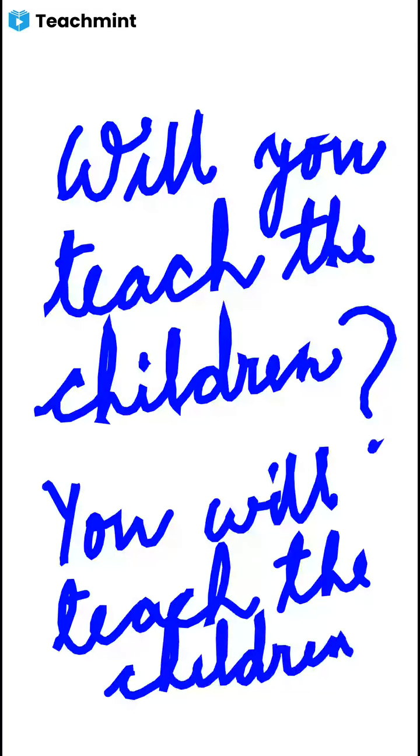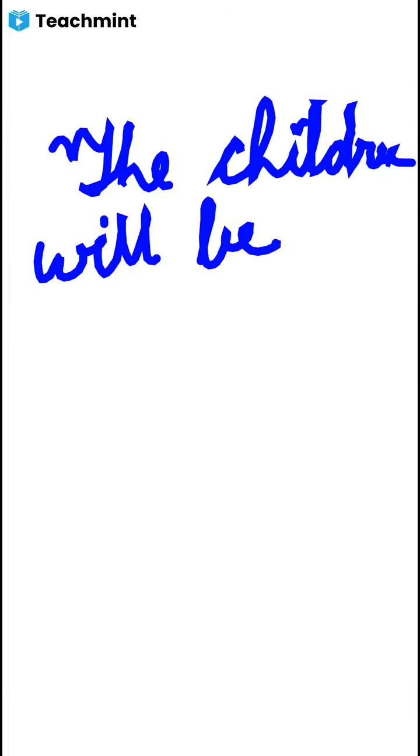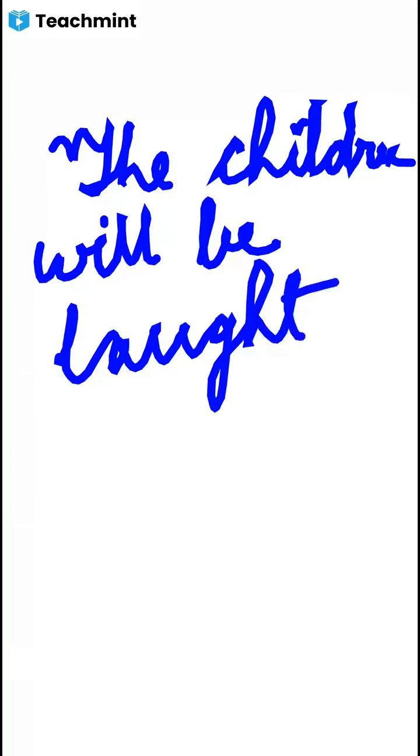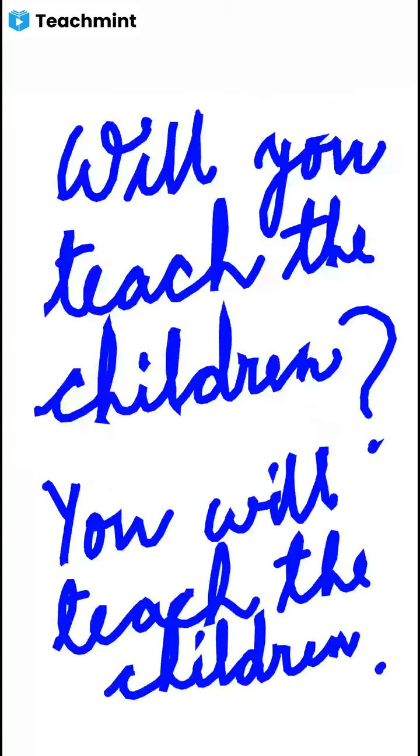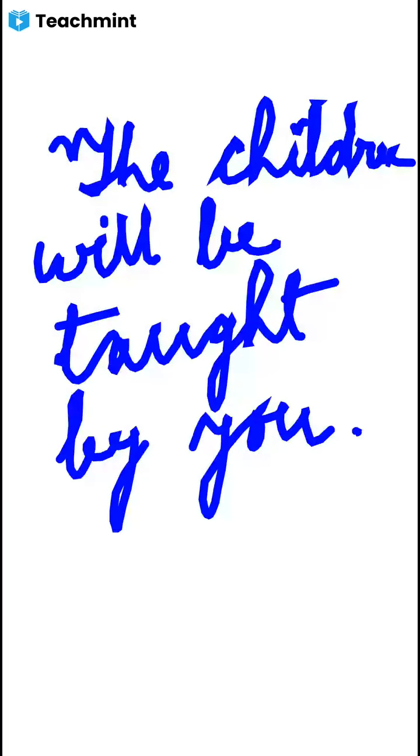Now this is an active voice, so let us change it to passive voice. So what will be the passive voice? The children will be taught by you. So this is still an assertive sentence. Now we have to change it into interrogative. So what do we have to do to make it interrogative?